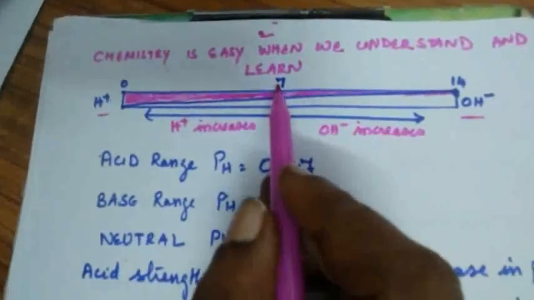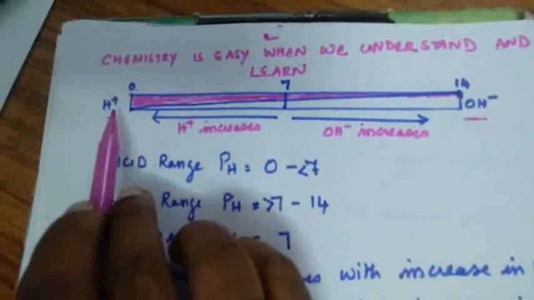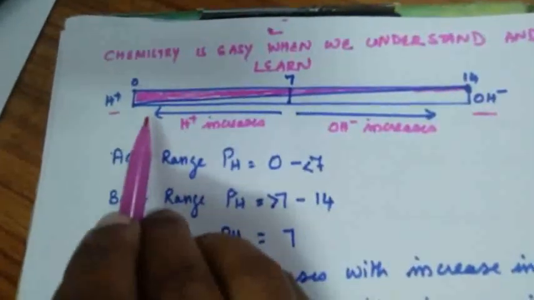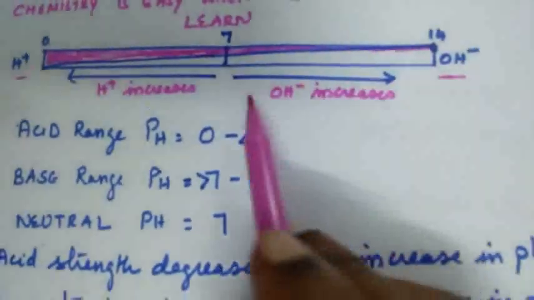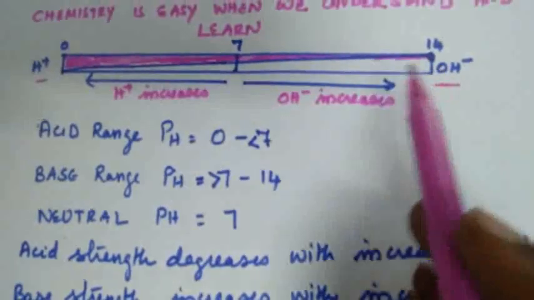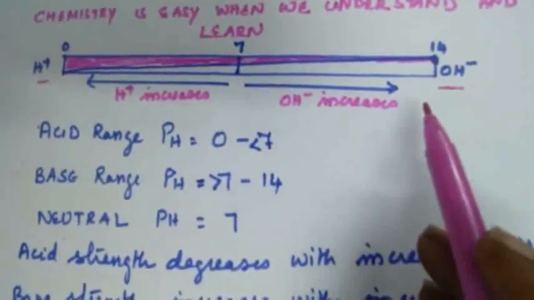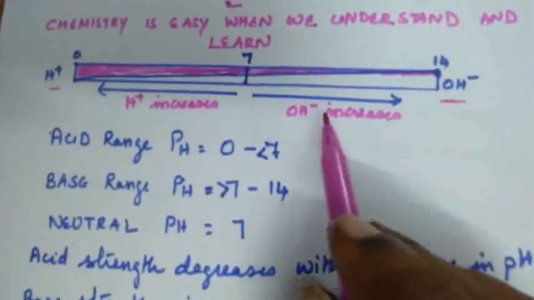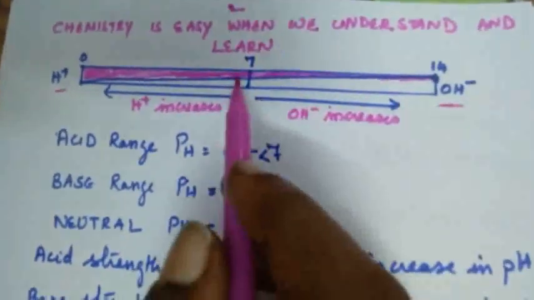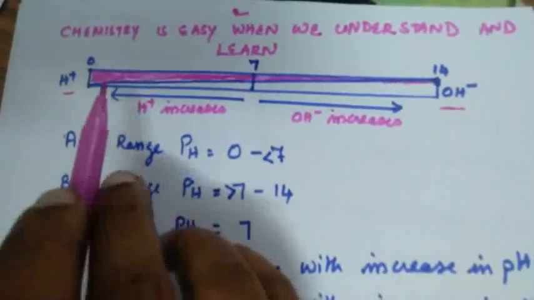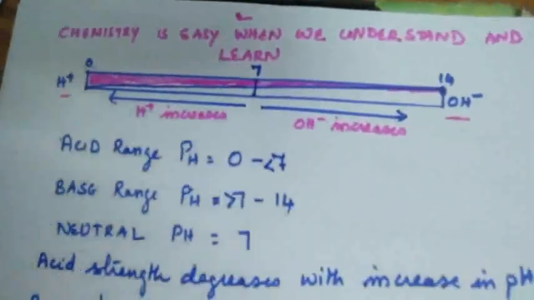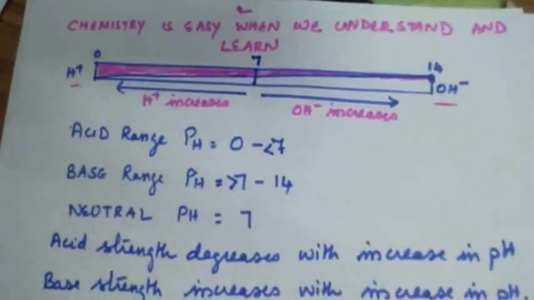As we move from 7 to 0, the H plus ion concentration increases. This side, H plus ion concentration increases towards the left. If I move towards the right, from 7 to 14, hydroxide ion increases. That is, as the pH value increases, hydroxide concentration increases. But as the pH value decreases, H plus ion concentration increases. So it is vice versa. We have to remember it carefully.